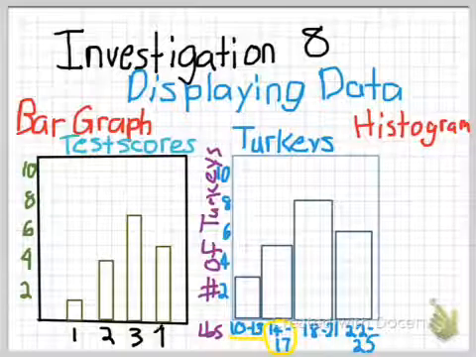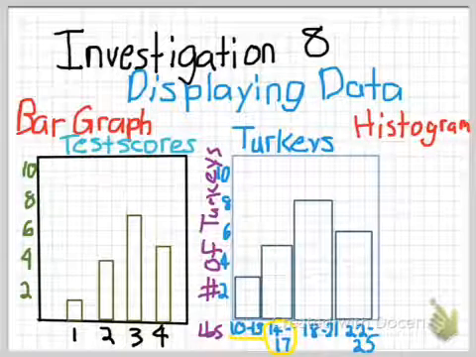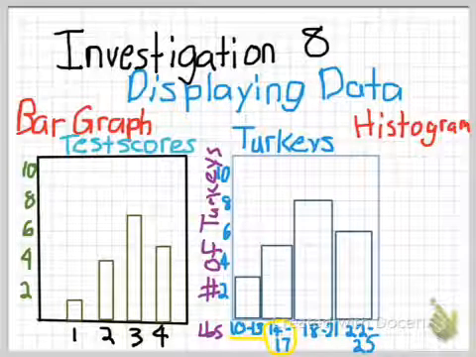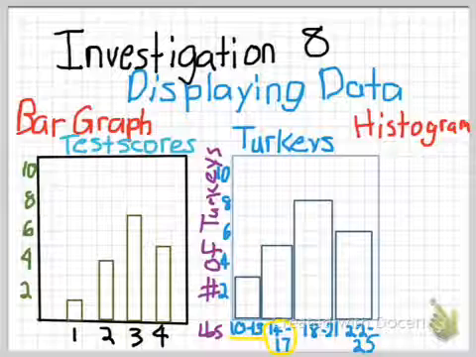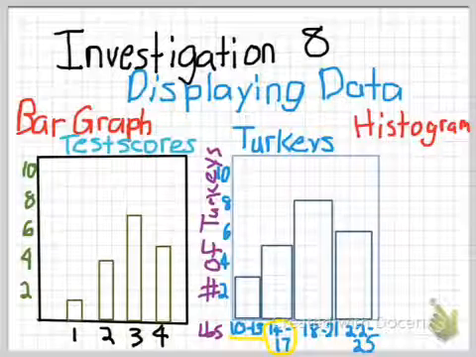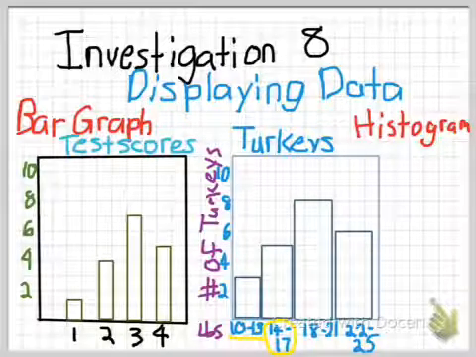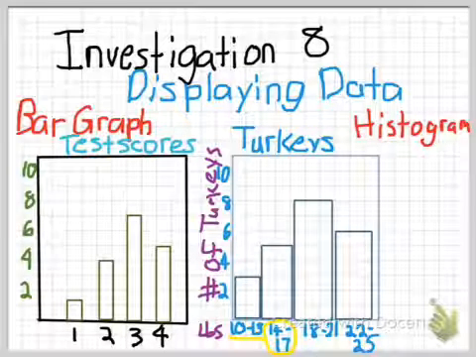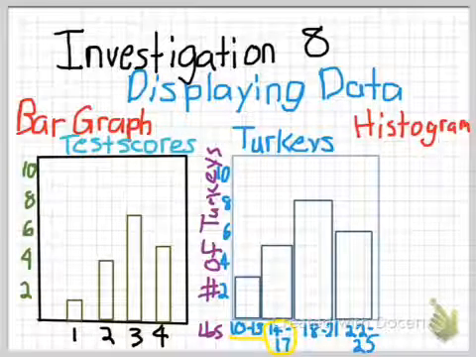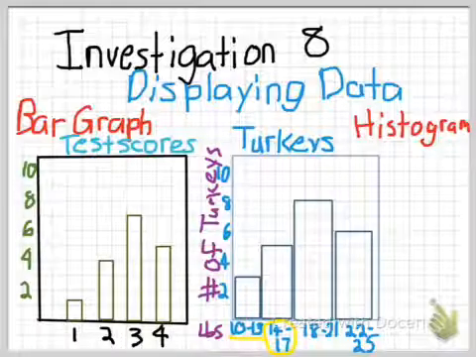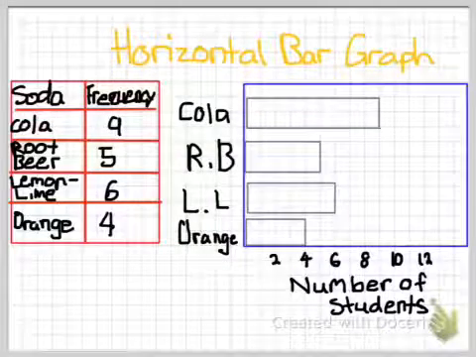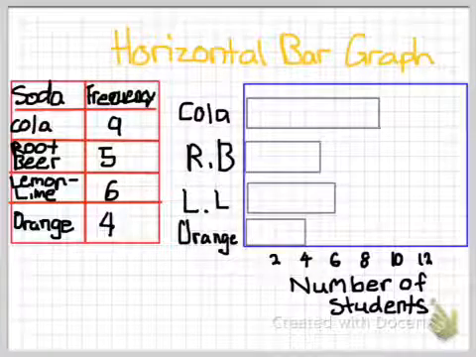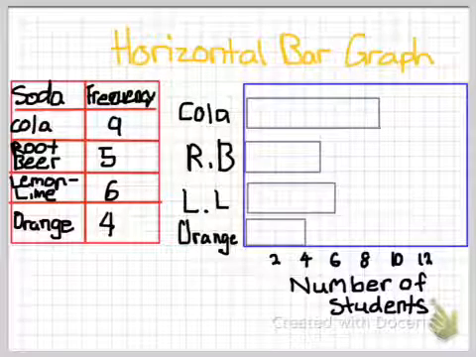This one actually continues in your investigation chapter, but it's pretty difficult to draw all of this on the slide here. But you can see at least the difference between a bar graph and a histogram. A histogram is like a bar graph, except it's measuring in intervals, so between different numbers. In this case, the weight of turkeys. Now, the next slide here, we have horizontal bar graphs.